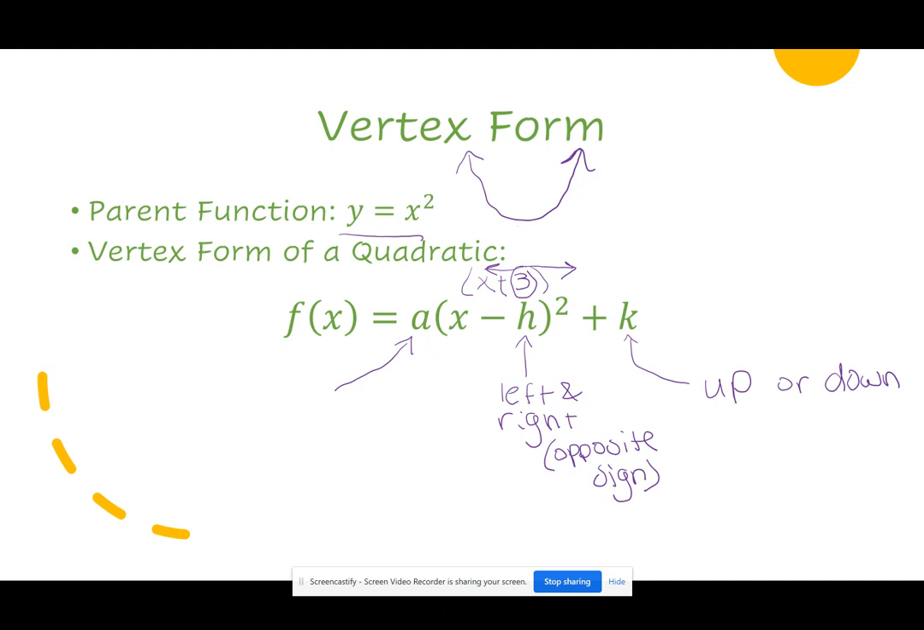Your a, if your a is negative, so if this is a negative right here, then your whole graph is going to flip and point down. So your negative reflects your parabola over the x-axis, and it also can stretch or shrink it. So if your absolute value of a is greater than 1, so if it's like 2 or 3 or 4, your graph is going to get more narrow.